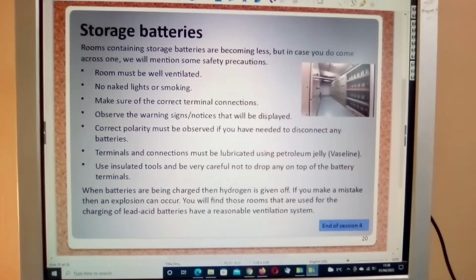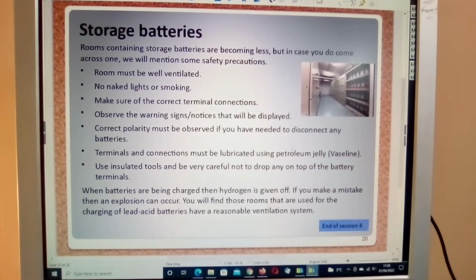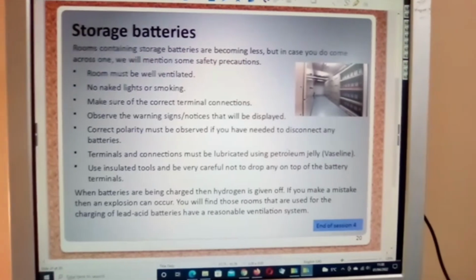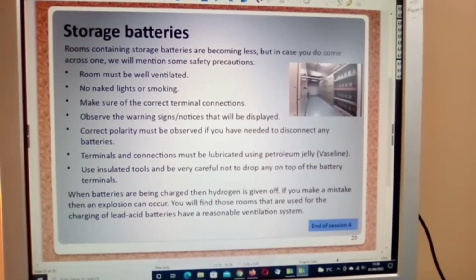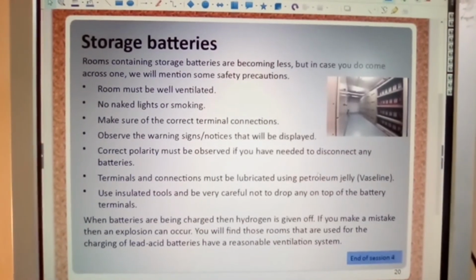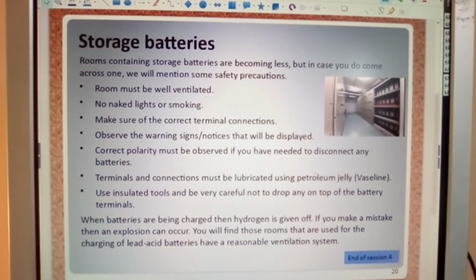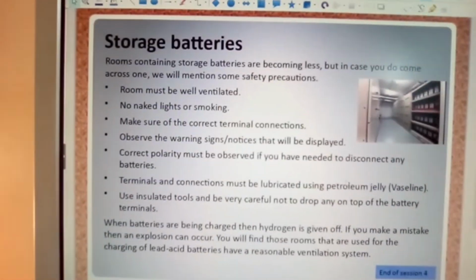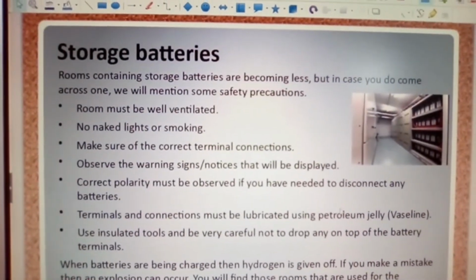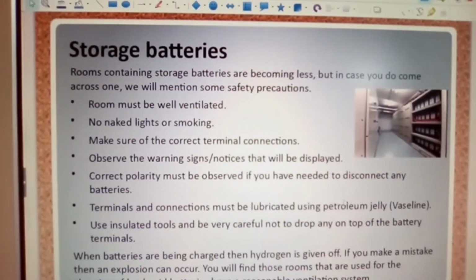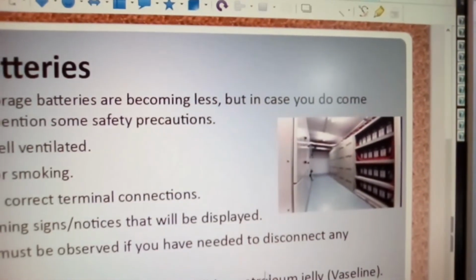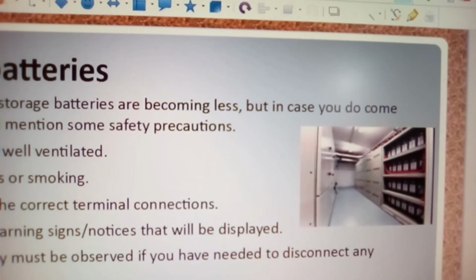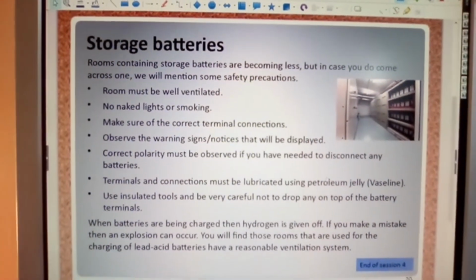Storage batteries. Storage batteries were used for backup power supply at one point in time, but because most people are now moving to generators as a backup means, storage supply in regard to batteries is becoming less frequent. But that does not mean that you don't need to know about it. You still do need to know about it. And that's what it's about.